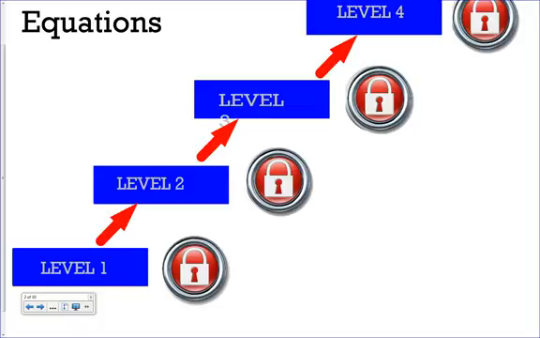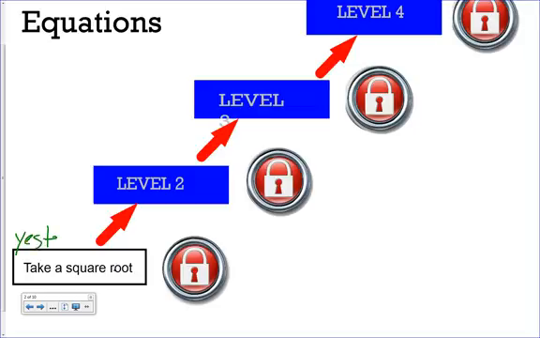So for the most basic quadratic functions, the easiest way to solve those is by taking a square root. And that's what we did yesterday. Just get the square root by itself and undo it, basically. Okay, so we can do that.